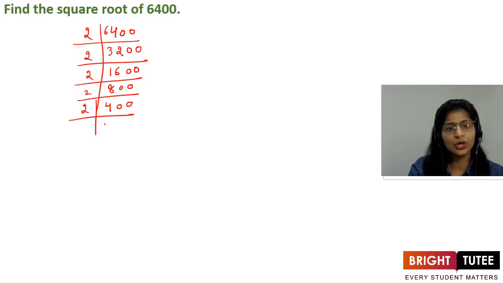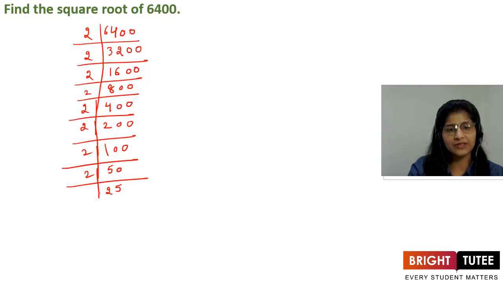Then again with 2, 2 2s are 4, 0 and 0. 2 1s are 2 and 0. Then again with 2, 2 5s are 10, 0. Again 2 2s are 4, 2 5s are 10.